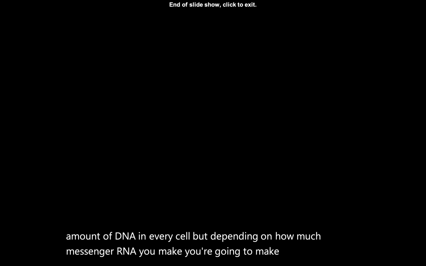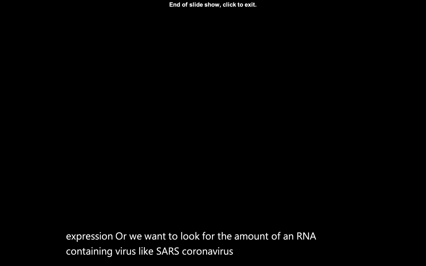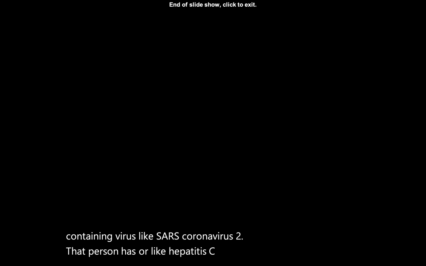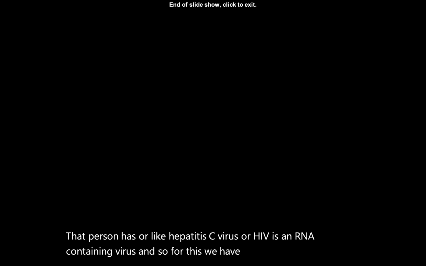And so now the last step, the last part of our puzzle here is we've got to figure out how we quantify RNA. This is how we're actually going to look at gene expression, because you're going to have the same amount of DNA in every cell, but depending on how much messenger RNA you make, you're going to make a different amount of protein. And we want to look for differences in gene expression, or we want to look for the amount of an RNA-containing virus, like SARS coronavirus 2, that a person has, or like hepatitis C virus, or like HIV, which is an RNA-containing virus. And so for this, we have to do reverse transcriptase PCR.